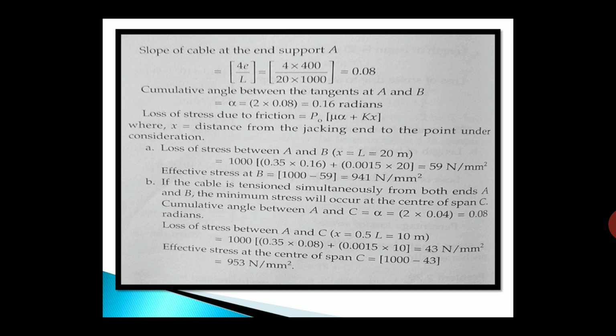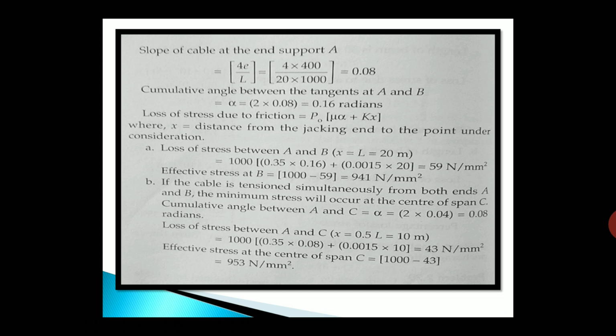So now firstly let us come to the slope of the cable. For the first case, as it is jacked at only one end, we get the slope as 4e by L, which comes out to be 0.08. Therefore the angle, as it is jacked at one end itself, is 2 times the slope, which comes out as 0.16 radians. So now let's put in the formula for friction, that is P naught into bracket mu alpha plus Kx.